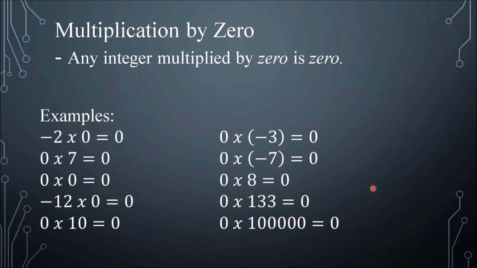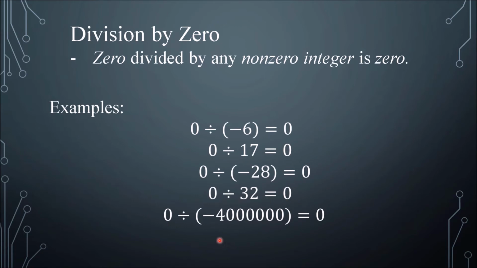Now let's have multiplication by 0. Any integer multiplied by 0 is 0. Simple as that. So negative 2 times 0 is 0. 0 times 7 is 0. And so on and so forth. Even 0 times 100,000 is equal to 0.